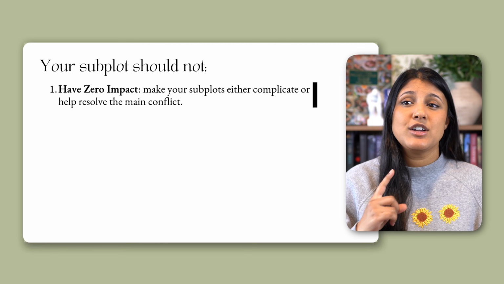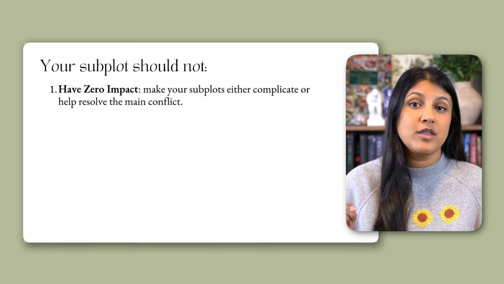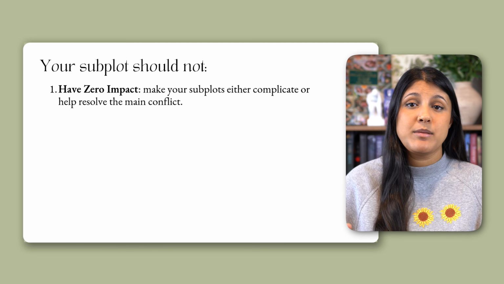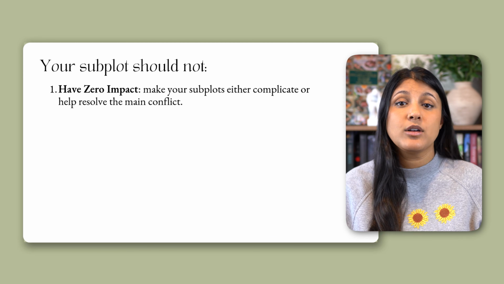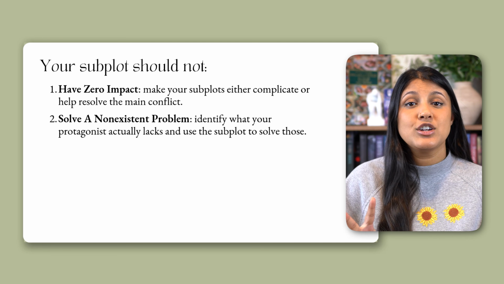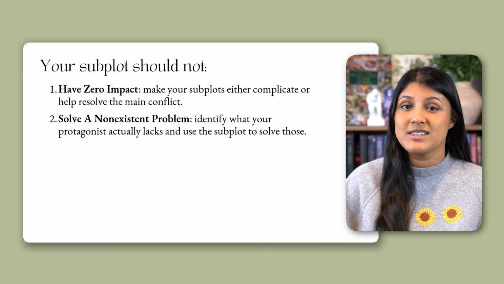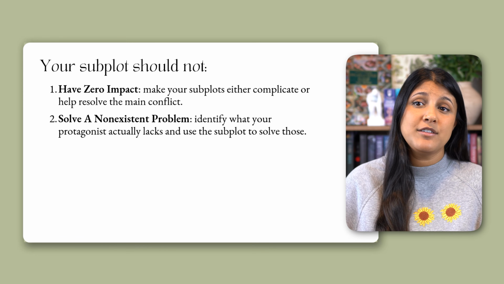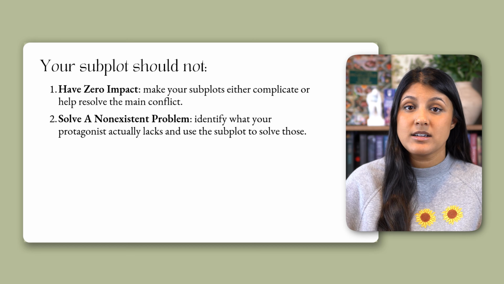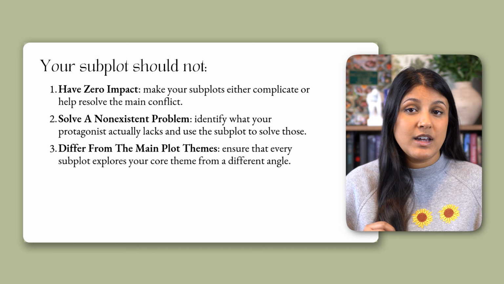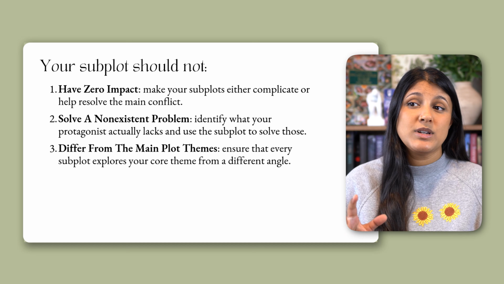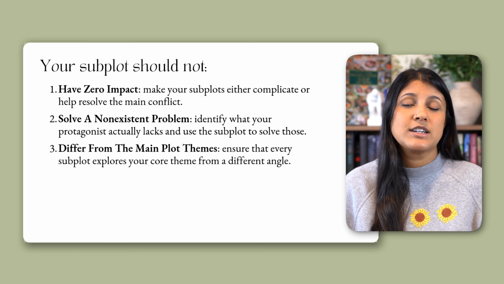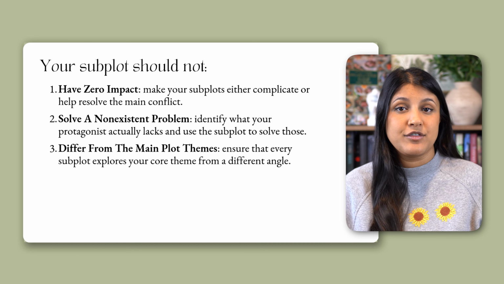So let's recap the 5 mistakes. First one is that your subplot has zero impact on the main plot. So you would fix it by making subplots either complicate or resolve the main conflict. Second, your subplot solves a problem that doesn't exist, and you would fix it by identifying what your protagonist actually lacks. Third, your subplots have different themes than your main plot, so you would instead make sure that every subplot explores your core theme at a different angle.